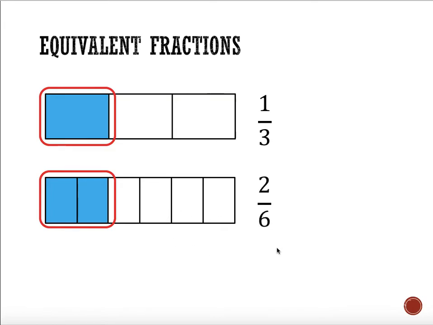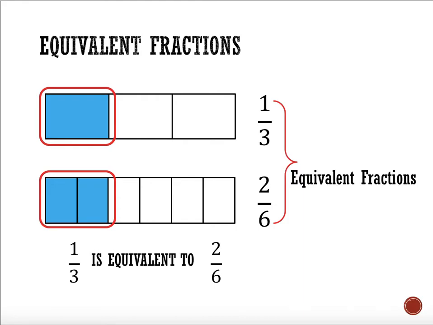Now what do I get? I get 2/6. But has anything changed with the whole of the fraction? Nope, it remains the same as before. We have just divided it into smaller parts. So 1/3 is said to be equivalent to 2/6, or these two fractions are called equivalent fractions.